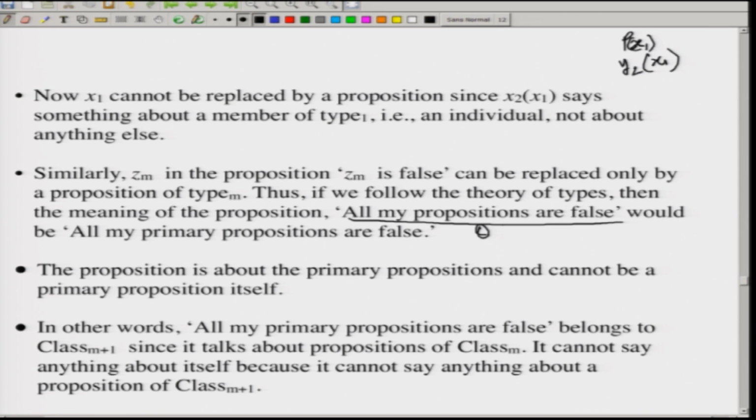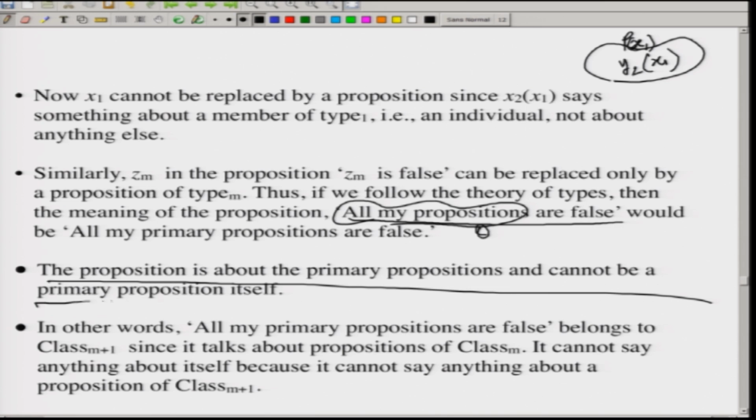So how do I translate this? When I translate in my interpretation, I make sure that this proposition will not come under all my propositions, because it is not a primary proposition, it is about a proposition. And what is a primary proposition? A primary proposition is something like Russell is a philosopher. The proposition is about the primary propositions, as I am saying this, and cannot be a primary proposition itself. In other words, "all my primary propositions are false" belongs to the class M plus 1, since it talks about propositions of class M.